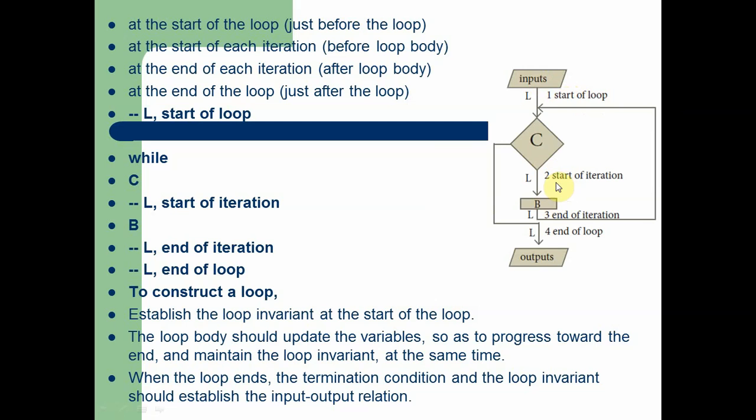At that time, at iteration start, also in the second state the invariant L should be true. At the end of the loop iteration, that is the third point, here also L should be true. And when the iteration goes on executing more than one time, for points 2 and 3 the L value should be true. When the loop ends, that is the fourth point, the L value should also be true.